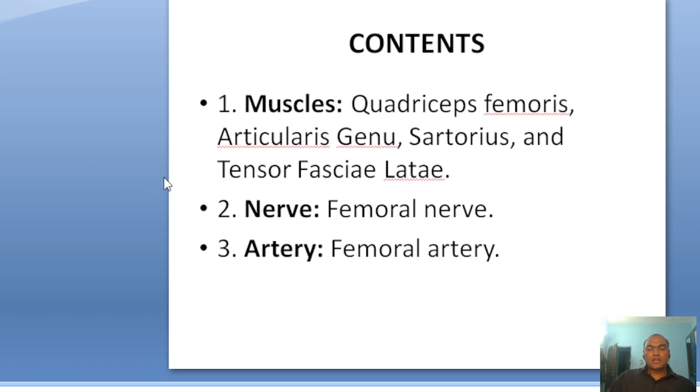Contents: the front of thigh, the anterior compartment of thigh, contains muscles, nerve and artery. Muscles: quadriceps femoris, four muscles, three vasti, vastus medialis, vastus intermedius, vastus lateralis, and rectus femoris. So these are the quadriceps muscles, articularis genu, sartorius, a ribbon-like long muscle, and tensor fascia lata. These are the muscles present on the front of thigh. One nerve, the femoral nerve, and the artery is the femoral artery. So these are the structures in the front of thigh.